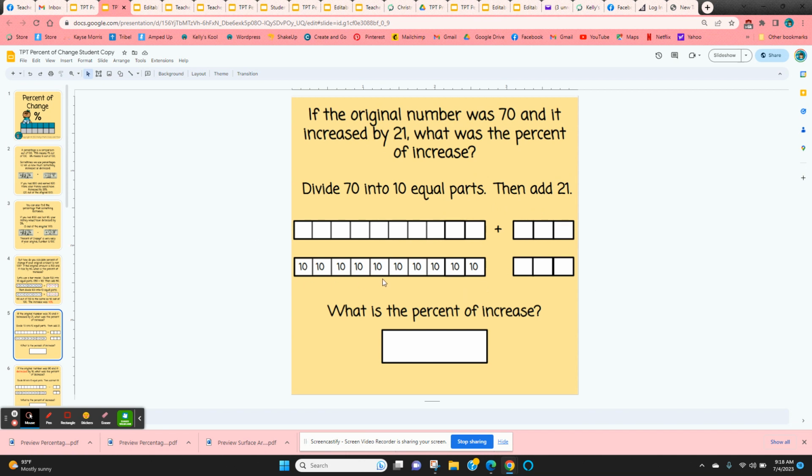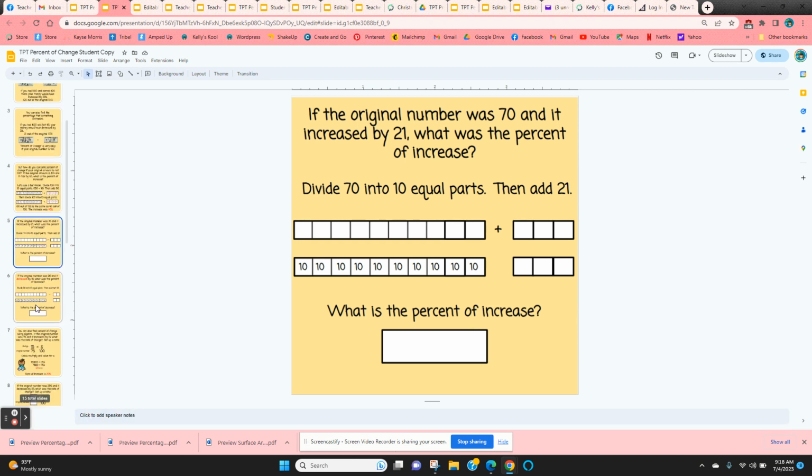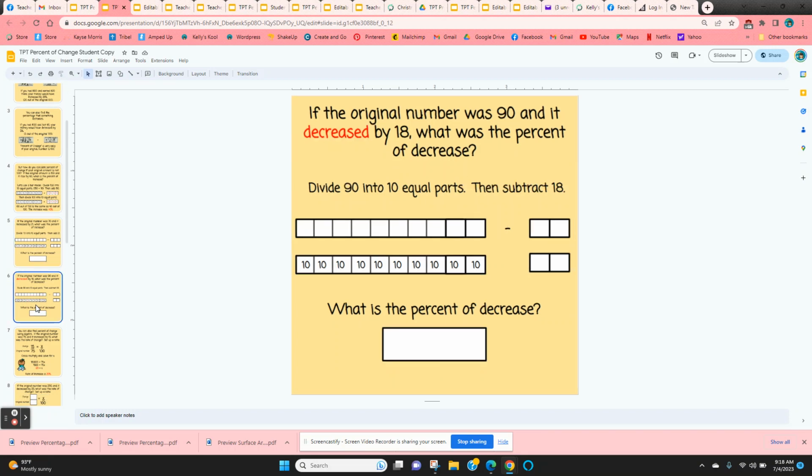For our percentages bar model, again, every part is 10, 100 divided by 10. And if we add 3 more equal parts, that would be 10, 20, 30. So our percent of increase would be 30. Students are going to do the same thing on the next slide. This time it's percent of decrease.